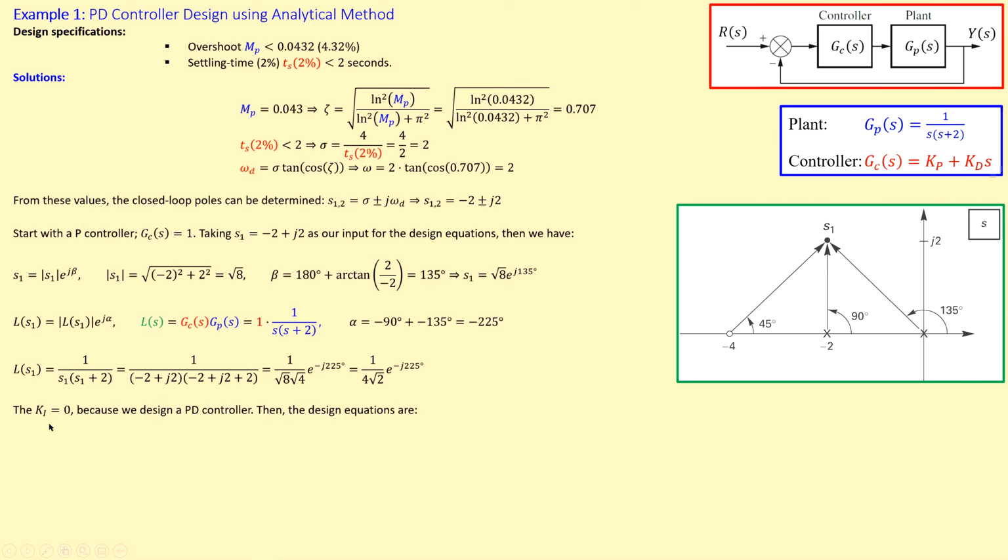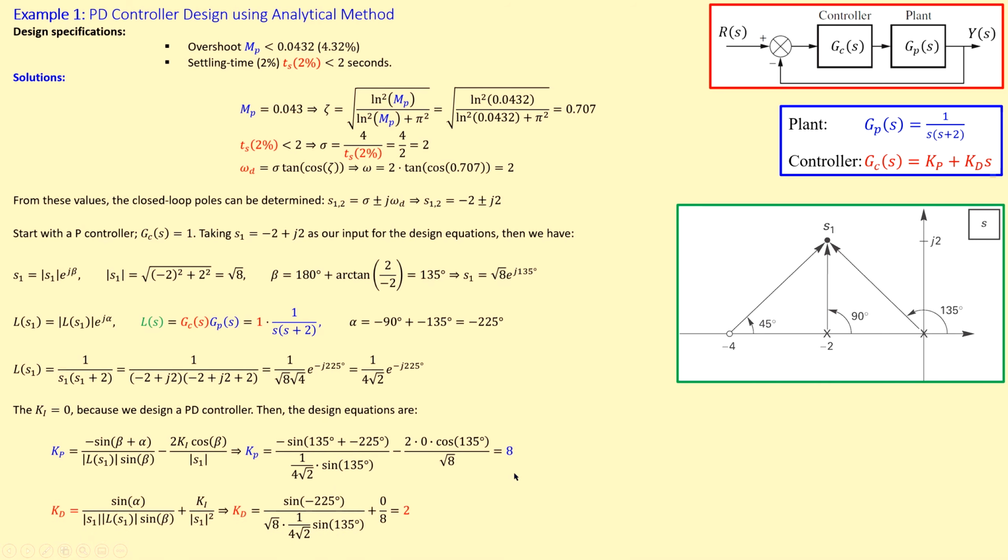So we will use Ki equal to 0 because we design a PD controller. Then the design equations are the following. So Kp, which was this expression, now I take the alpha, beta, and the length of the loop transfer function at S1, and also the length of the design point, and I substitute it in here, and I will have the value of 8. So my Kp, if you just calculate out this expression, you will have exactly 8.